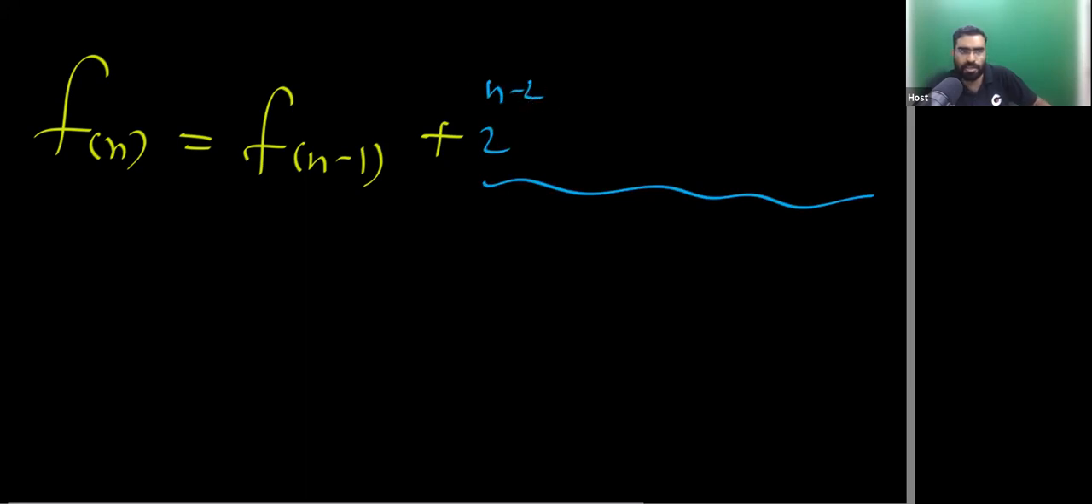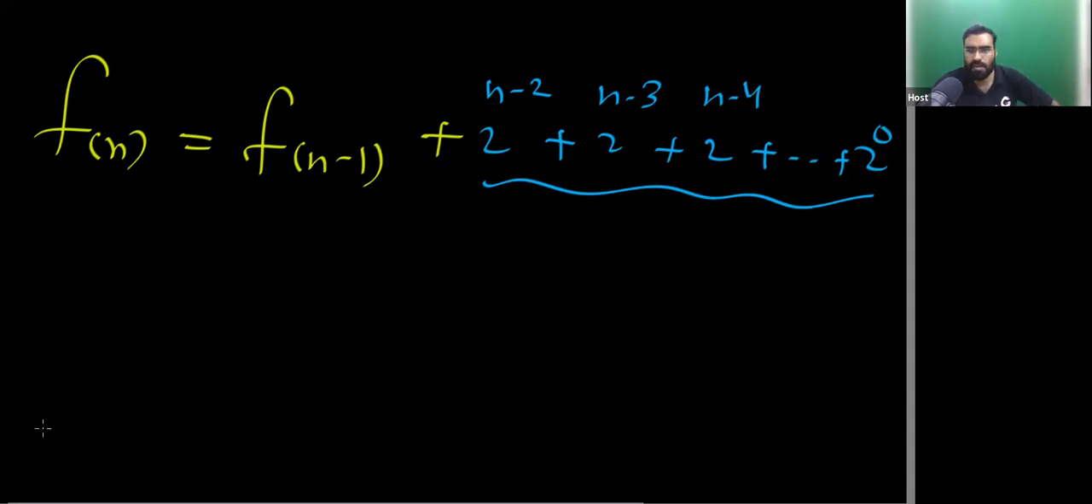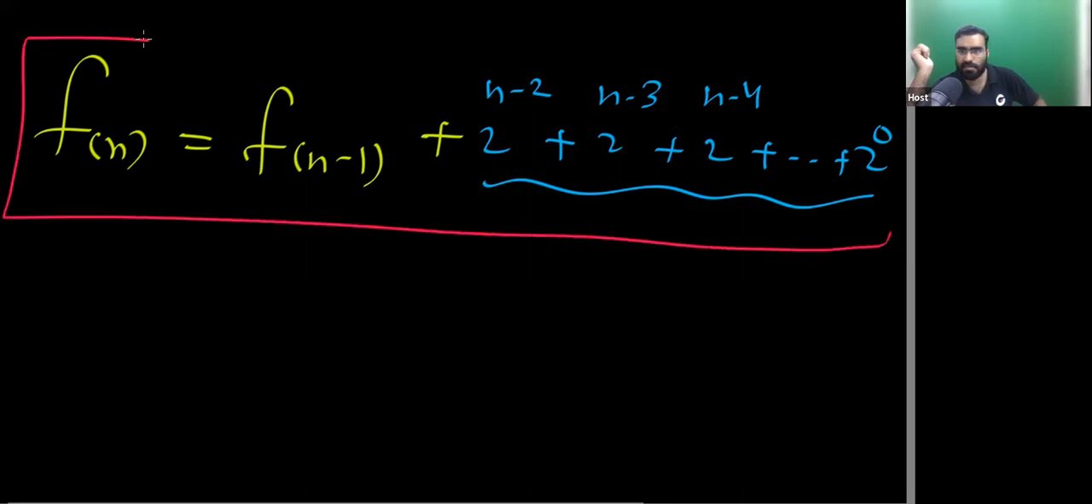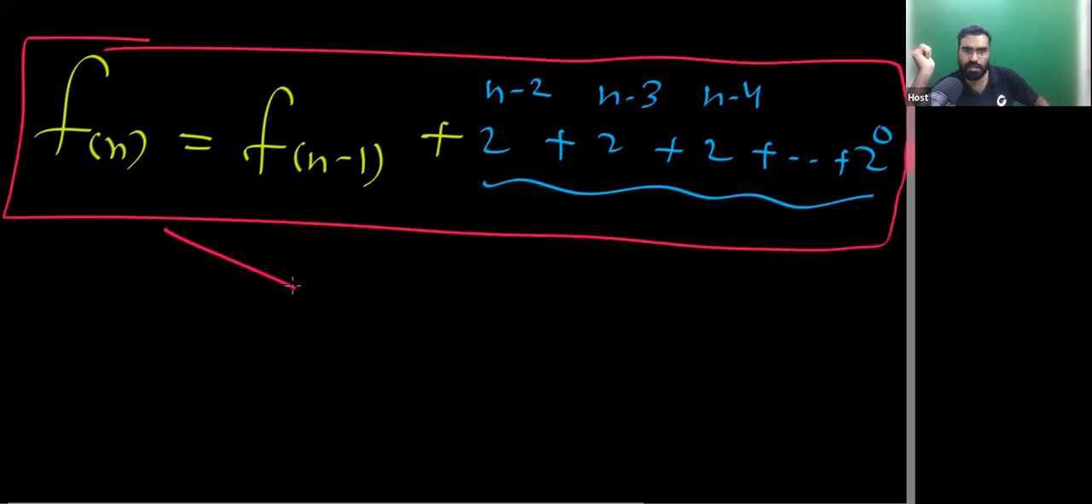Ultimately, this is correct. Fn minus 1 plus a series you will get. You will get a series: 2 power n minus 2 plus 2 power n minus 3 decreasing, 2 power n minus 4 decreasing, down to 2 power 0. Okay, is this point clear? This series you are getting, and this is correct.